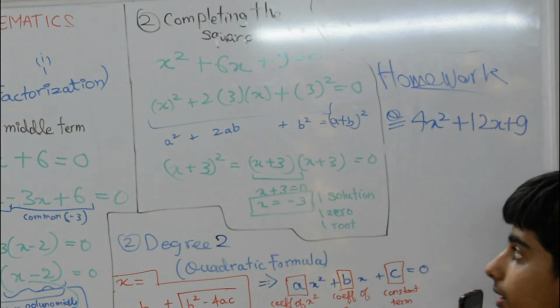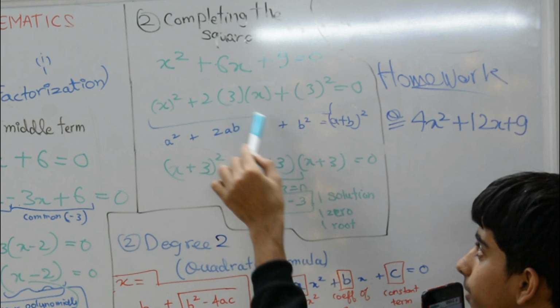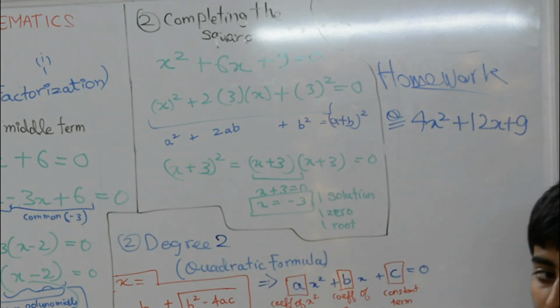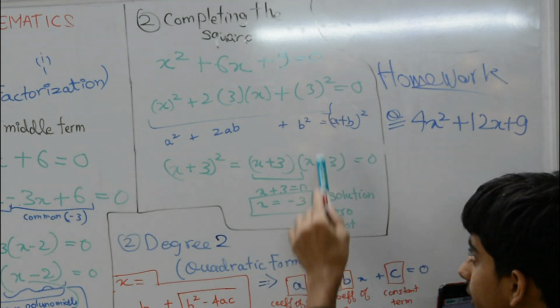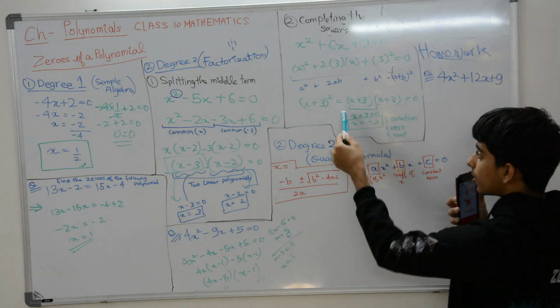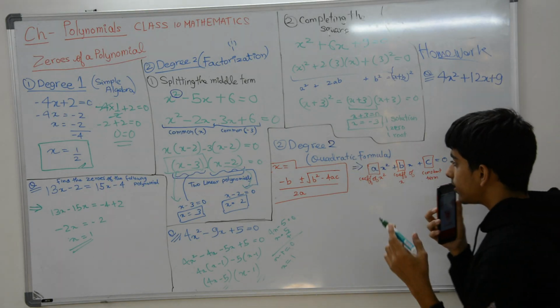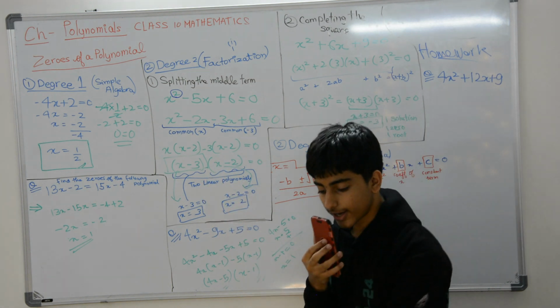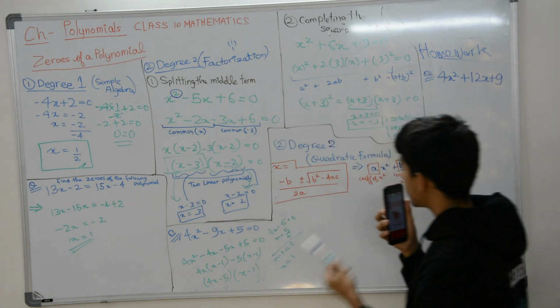you can see that this is a square plus 2ab plus b square. And now because we're in grade 10, we know that this is equal to (a plus b) whole square. And we can simply write this as factors again and solve for the answer. Now you see that in a degree 2 polynomial, we're getting two answers and also one answer.